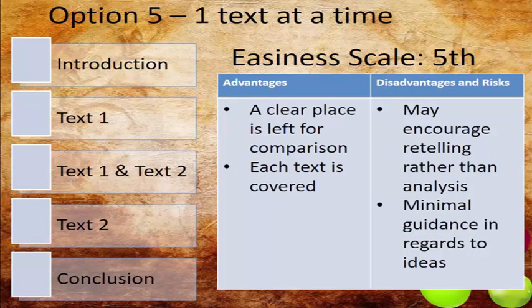Option 5 is 1 text at a time, which looks like this: introduction, text 1, text 2, conclusion. So here you have space to discuss the text in isolation, but also in comparison. The advantage is, of course, there's a clear place left for comparison and each text is covered. But it's not an entire compare and contrast essay, in that you're talking about text 1 and text 2 in isolation as well as in comparison.